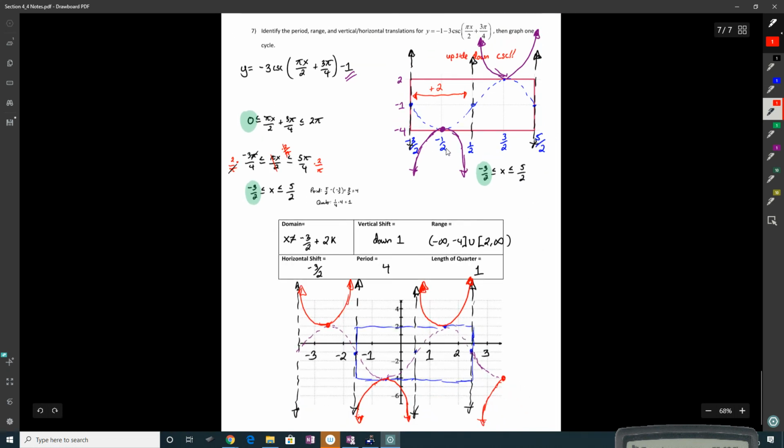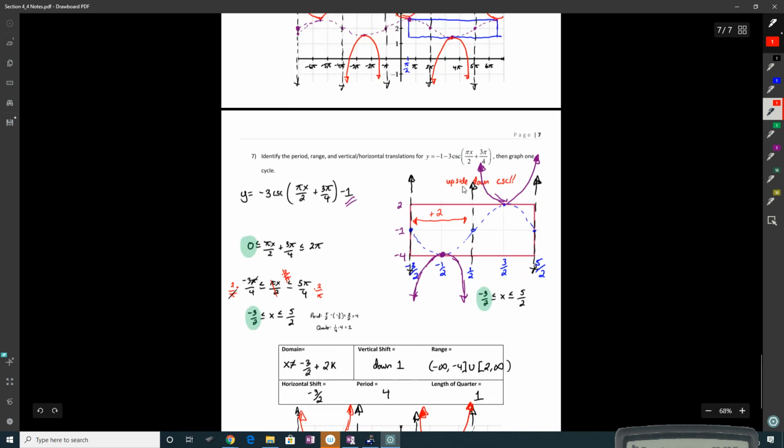So hopefully you worked it out. The big trick here was that it was a flipped cosecant. So that was the tricky part.